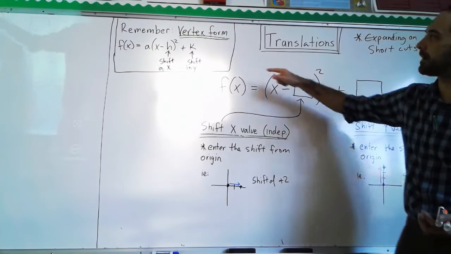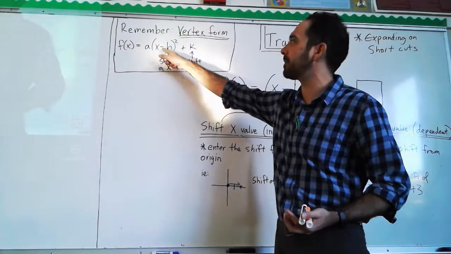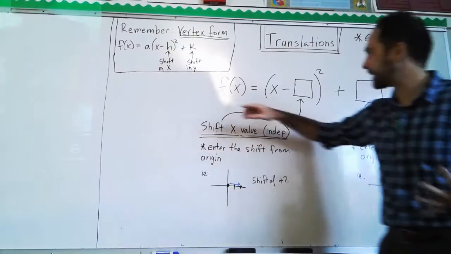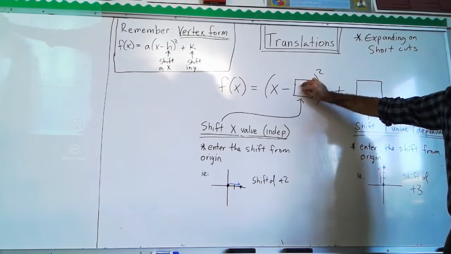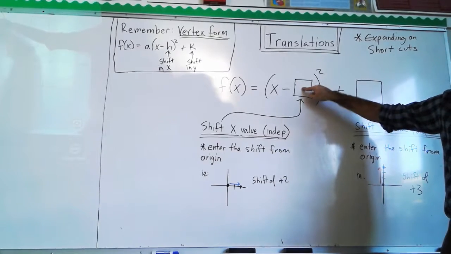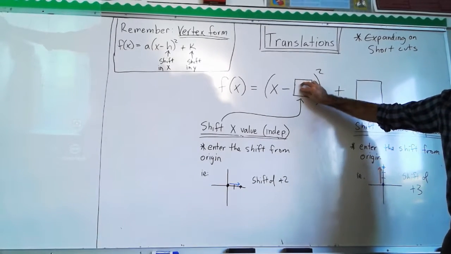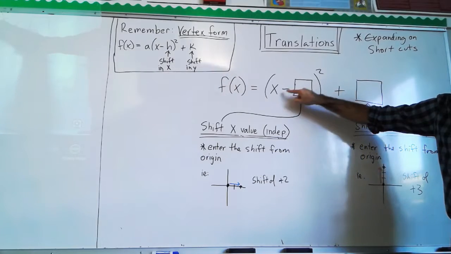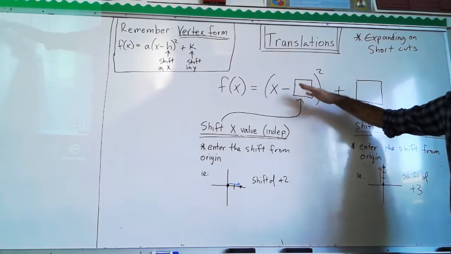And because our vertex form has x minus h, whatever the shift is in x, we can put it in here. So if it was a shift of positive 2, I'd put a 2 in here. If it was a shift of negative 2, I put a negative 2 in here, and then it would be negative times a negative. It would work out and change the sign.